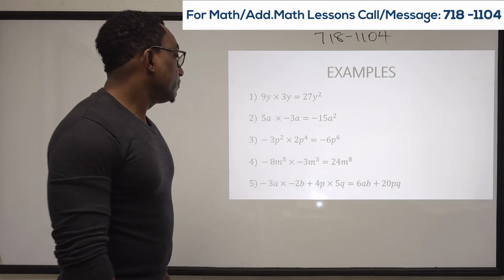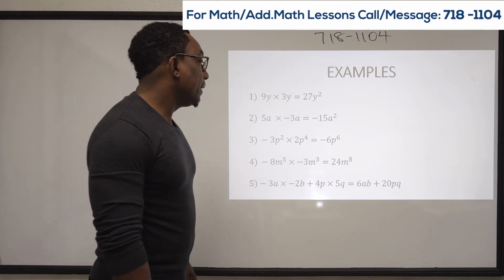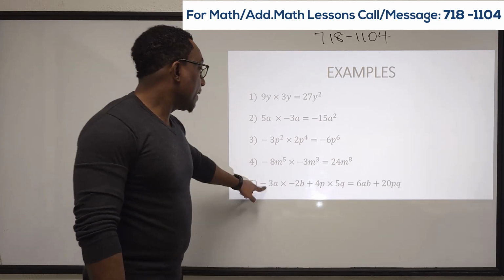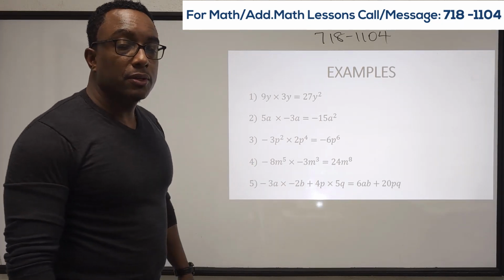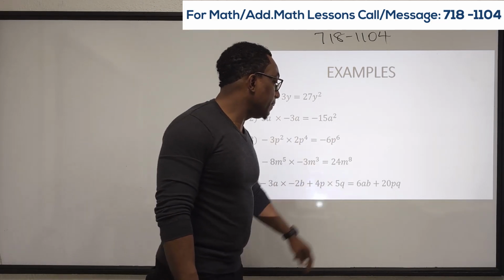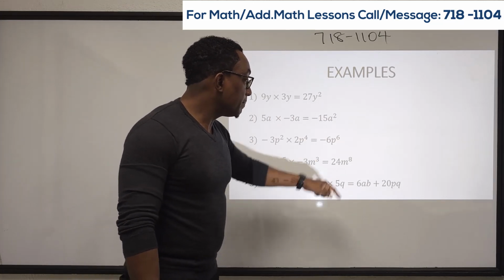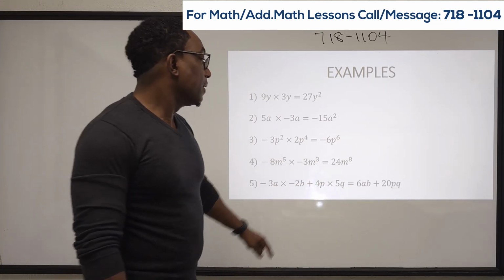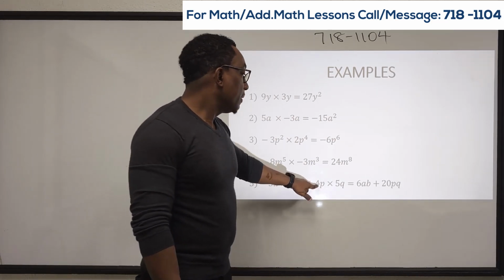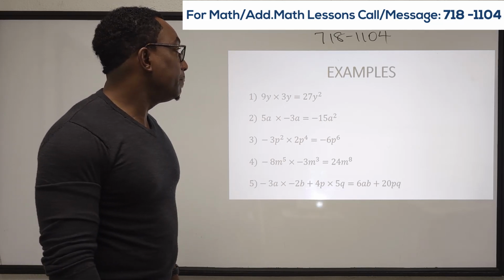And negative 3a by negative 2b plus 4p by 5q. So I'm multiplying these two quantities. So a minus by a minus is a plus. 3 by 2 will give me 6. A by b will give me 6ab. And of course, I have my plus sign, so I'm going to multiply these two quantities. 5p by 4q. I multiply my 4 by 5, which gives me 20. And p by q gives me pq.